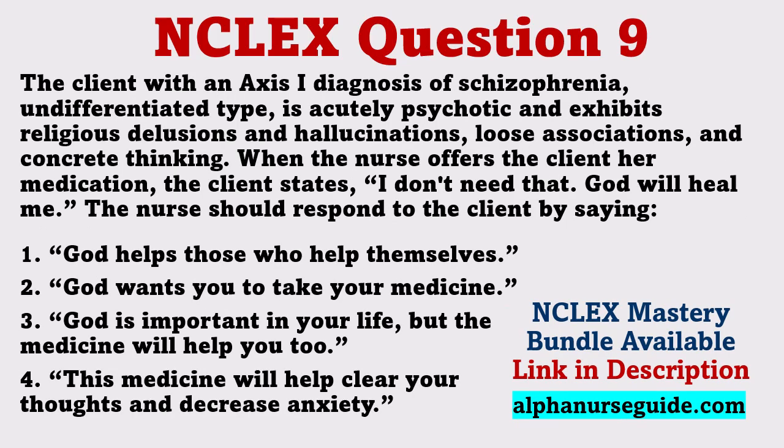The client with an Axis 1 diagnosis of schizophrenia, undifferentiated type, is acutely psychotic and exhibits religious delusions and hallucinations, loose associations, and concrete thinking. When the nurse offers a client her medication, the client states, "I don't need that. God will heal me." The nurse should respond to the client by saying, 1. God helps those who help themselves. 2. God wants you to take your medicine. 3. God is important in your life, but the medicine will help you too. 4. This medicine will help clear your thoughts and decrease anxiety.